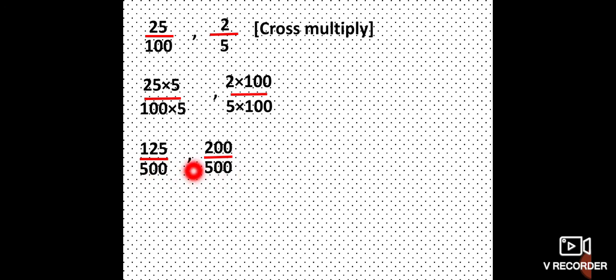Now the denominators are the same. Which is greater or smaller? 125 by 500 is smaller. This fraction belongs to Ila, and this fraction belongs to Lalita. So who read less? Ila read less. Next question, number 3.